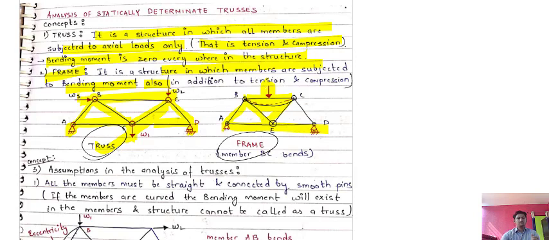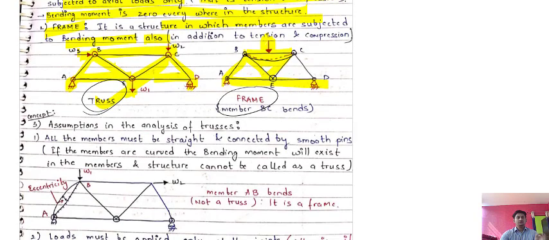Okay, now we come to the next point: how to analyze the trusses. What are the assumptions involved in it? These are the assumptions in the analysis of trusses. All members must be straight and connected by a smooth pin. That means all the members should be straight. If this member is curved like this, that is not possible. All the members should be straight and connected with a smooth pin at the joints we are talking about.